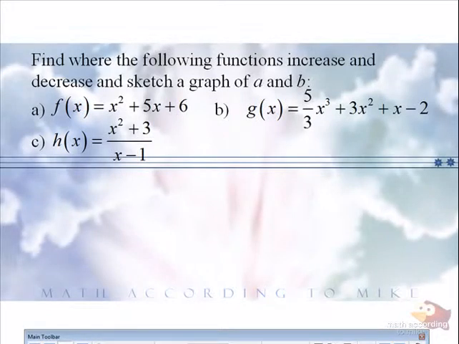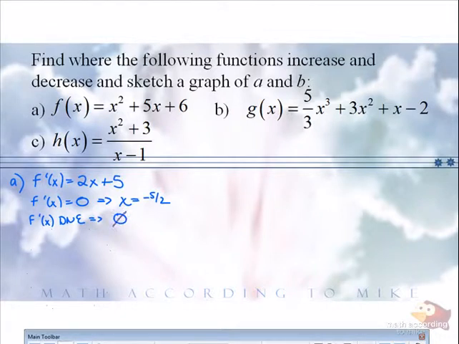Find where the following functions increase and decrease. Sketch a graph of A and B. So part A, what's the derivative? Let's figure out where this guy equals 0. So the derivative equals 0 when x is what? And how about where does the derivative not exist?